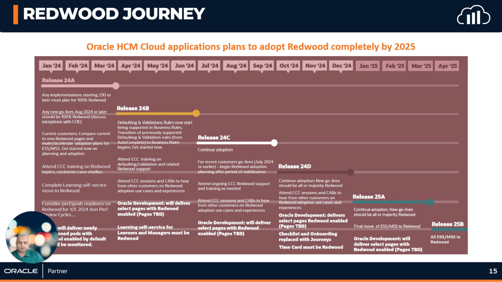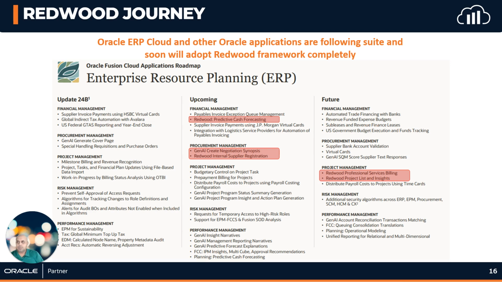We will take a look at Oracle ERP. In the upcoming release of 24C, you can see that they are going to move predictive cash forecasting to Redwood, and similarly they are going to do a Gen AI create negotiation synopsis in procurement management. Internal supplier registration will move to Redwood, and they will have the project list and insights journey move to Redwood, and professional services billing will also move to Redwood.